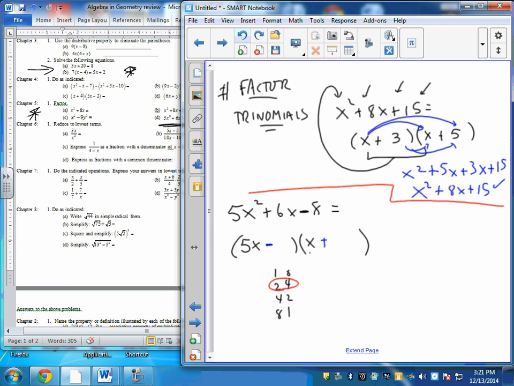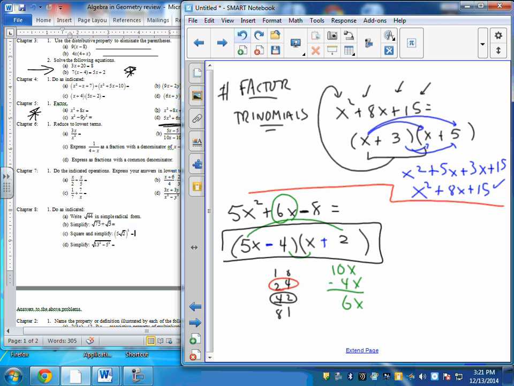The next pair we could try is 4, 2, 4, 2. And now this does look promising. And if you just tried it yourself, you'd see this would work. Your outer ones, there's your 10x's, and then minus 4x's. And sure enough, that's going to be our 6x's. Okay, so this is the way this one factored on the test. And if you wanted to double check, you could just FOIL it out and you would get 5x squared plus 6x minus 8.